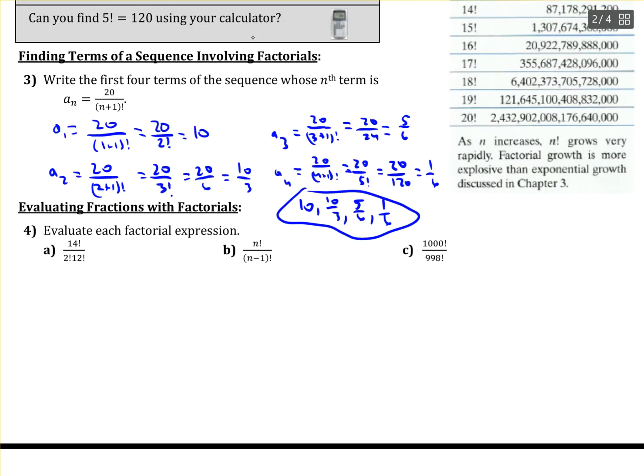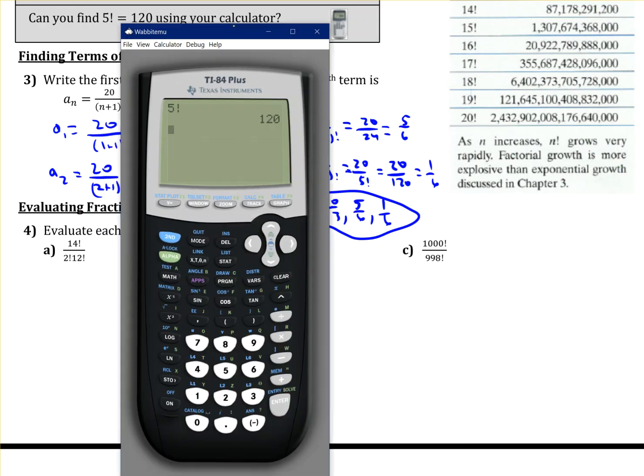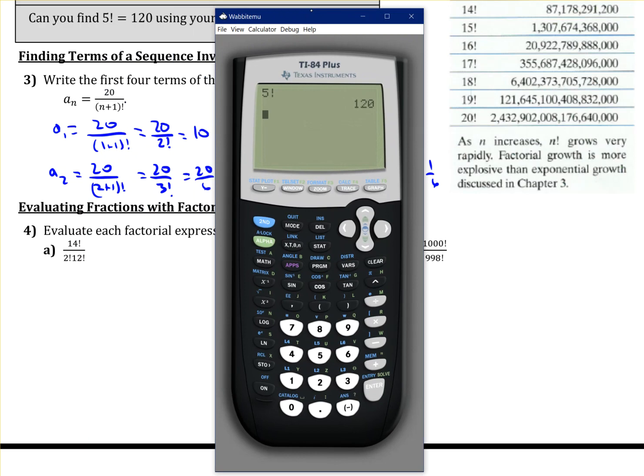So let's evaluate each of these factorial expressions. Now one thing that's important to do, let's do our calculator for A. I'm going to show you how not to do it. So 14 math prob 4 divided by 2 math prob 4, 12 math prob 4. That is not the right answer. That is definitely not the right answer.